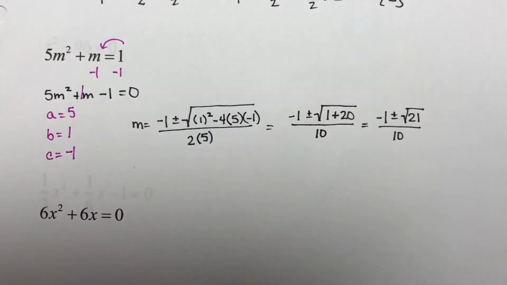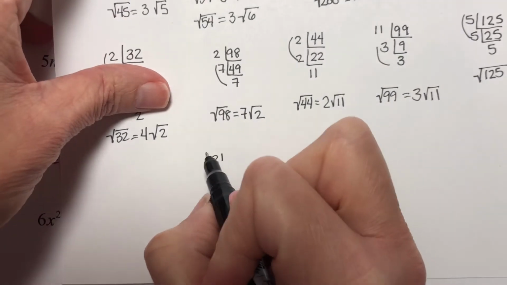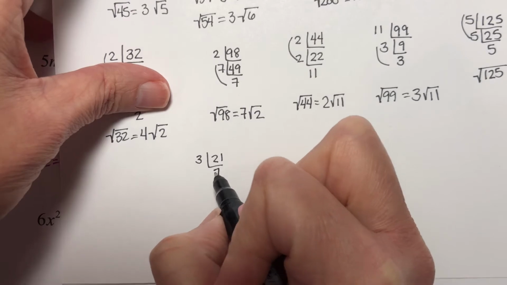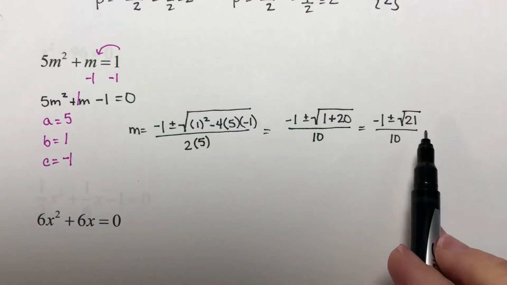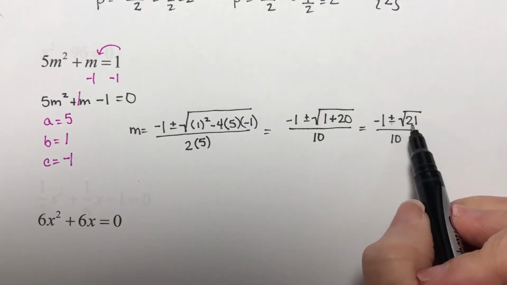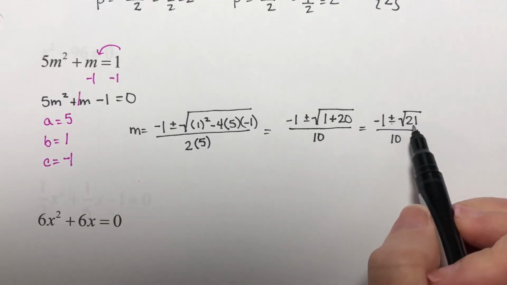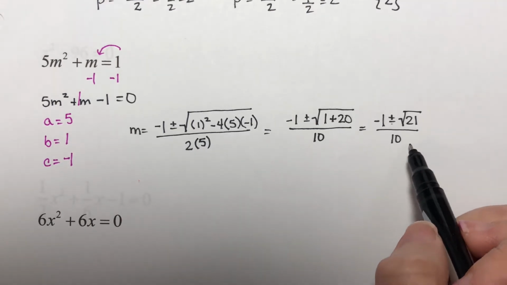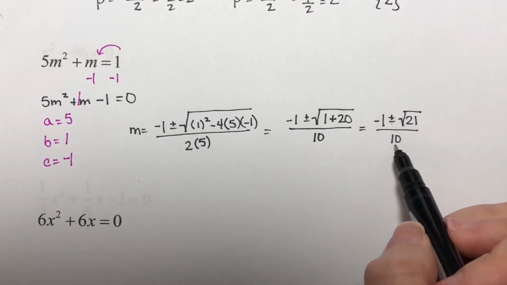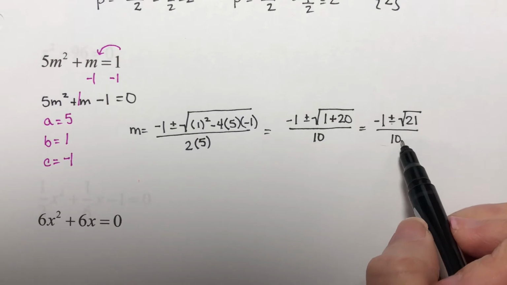This is an example of something that is impossible to solve using factoring. All right, so we would need to simplify this if we can. The square root of 21, well, the prime factorization of 21 is 3 times 7. There are no pairs there, so the square root of 21 does not simplify. I have a plus and a minus in here. I cannot combine these because they're not like terms. Also, I cannot divide this by 10.